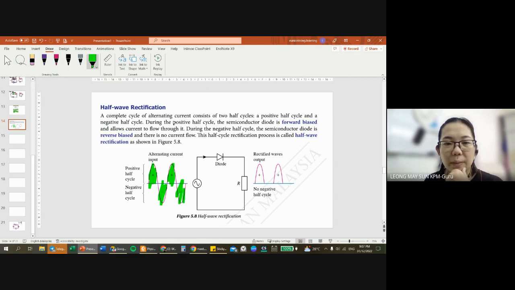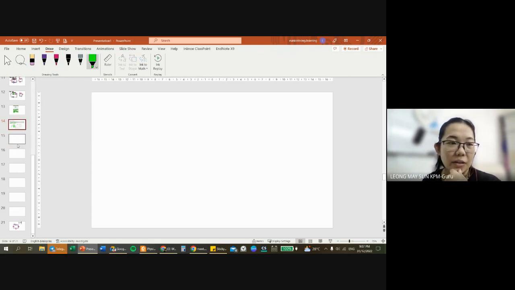Now, during the positive cycle, the semiconductor diode is forward biased, which allows current to flow through it. During the negative cycle, the semiconductor diode is in reverse bias, hence no current flowing. So this cycle of rectification is called half-wave rectification. As usual, the textbook doesn't tell everything but expects you to learn everything. Now, I'm going to teach you how to draw half-wave rectification.